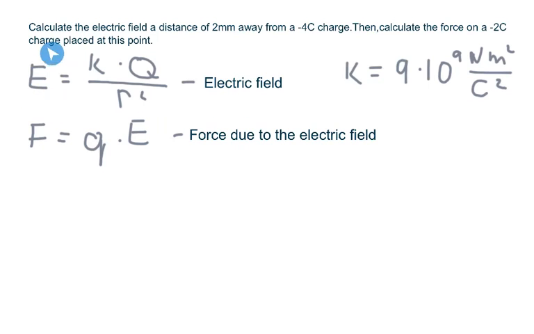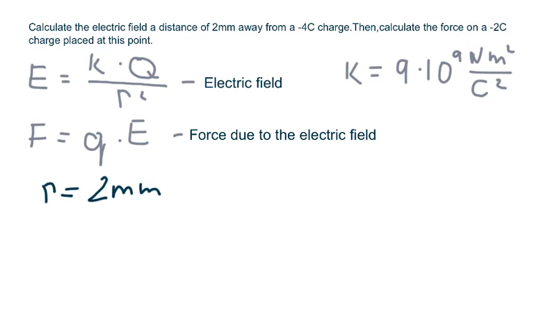I write it down here, the formula for electric field. K is our constant, and R or D will be our distance, which is 2 millimeters. Usually for those kinds of problems we start by writing down all the quantities that we have been given. So in this case we have R, which is the distance, 2 millimeters. Other things that we have here are a charge of negative 4 coulombs and a charge of negative 2 coulombs.